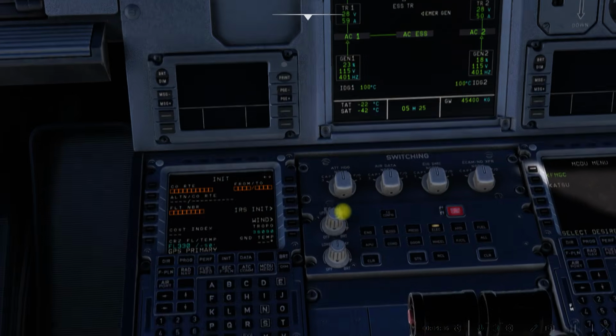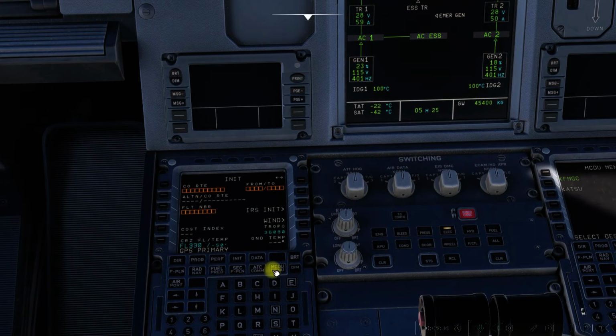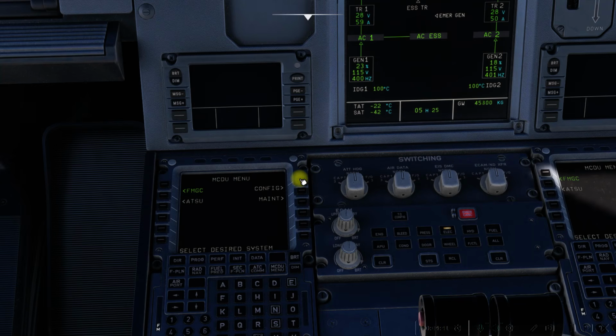So let's quickly fail the AC bus 1 and 2. And in this case, I am failing AC bus 1 and 2.